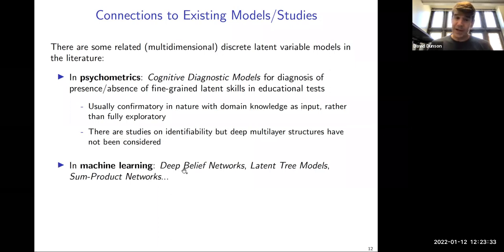Okay. In machine learning, beyond deep belief networks, there's things like latent tree models and sum-product networks that share a lot of characteristics with these kind of Bayesian pyramids. But again, they're sort of these non-identifiable black box type prediction machines.